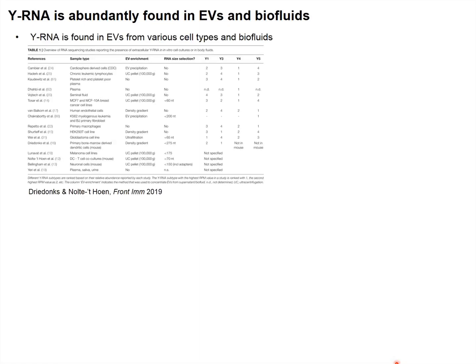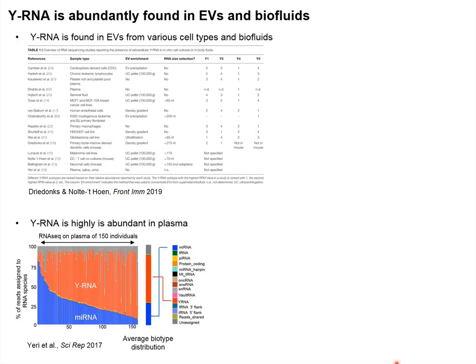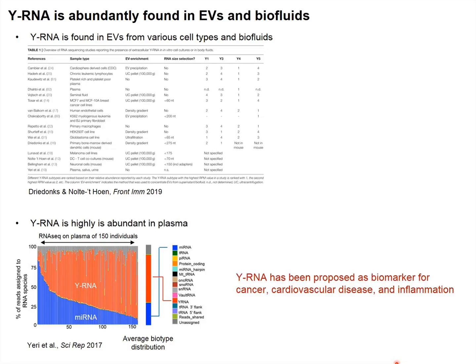We know that Y-RNA is abundantly found in EVs from various cell types and biofluids. And Y-RNA is one of the most abundant RNA molecules in plasma. Furthermore, Y-RNA has been proposed as biomarker for cancer, cardiovascular disease, and inflammation. So to further explore the functional and biomarker-related properties of Y-RNA, it is important to determine to which RNA carrier the Y-RNA is associated.